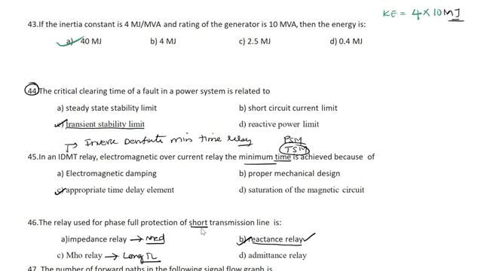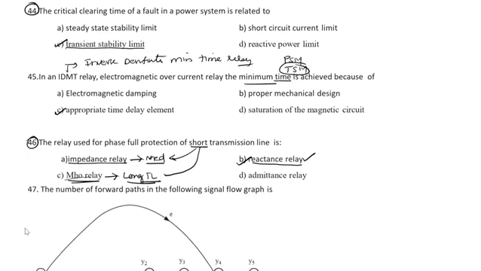Suppose here instead of short, if it's asking medium, then you can say it's an impedance relay. Instead of asking a short here, if they ask a long transmission line, then you can go for the mho relay here. So in the same question, you're getting three answers, three answers for different questions here.